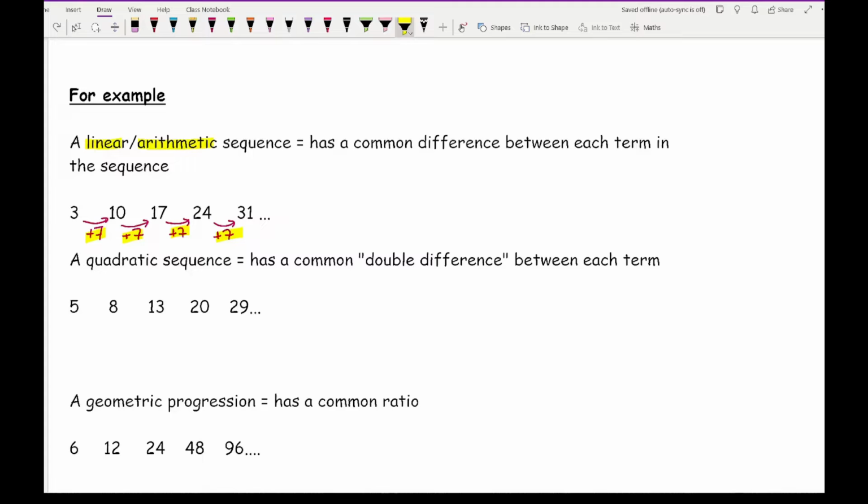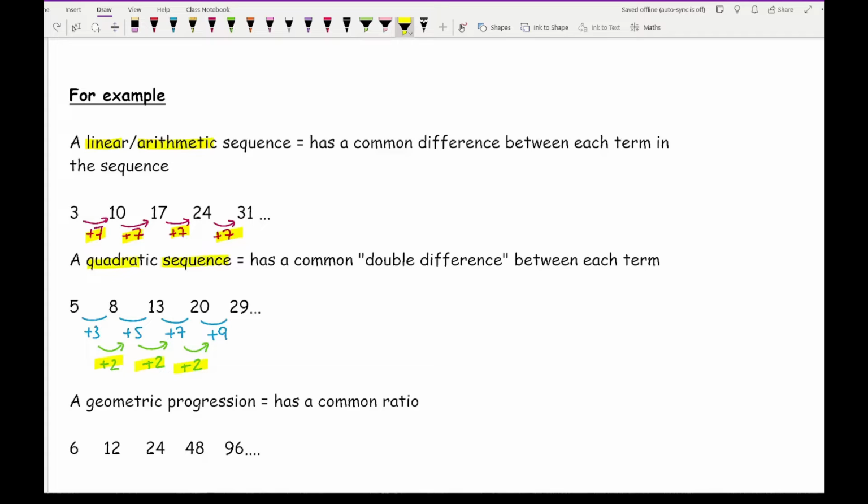Now, a quadratic sequence has a common double difference between each term. So here, the difference between 5 and 8 is plus 3. The difference between 8 and 13 is plus 5. The difference between 13 and 20 is plus 7. And the difference between 20 and 29 is plus 9. But then if I look at the difference between the differences, I end up with plus 2 and plus 2. Because these double differences are the same, we can class this as a quadratic sequence.